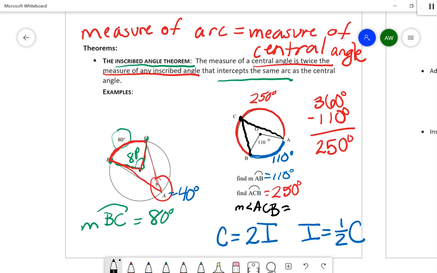So we have to use the inscribed angle theorem, which says that the inscribed angle is half of the central angle. So all we have to do is take that 110, divide it by 2, and we should get 55. You can put that into your calculator if you need to. So 110 divided by 2 is equal to 55 degrees. So that means that the measure of angle ACB is 55 degrees.